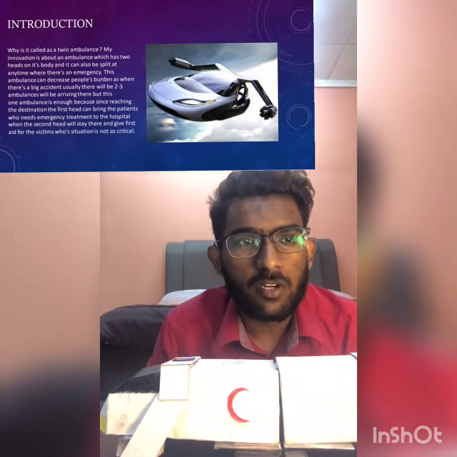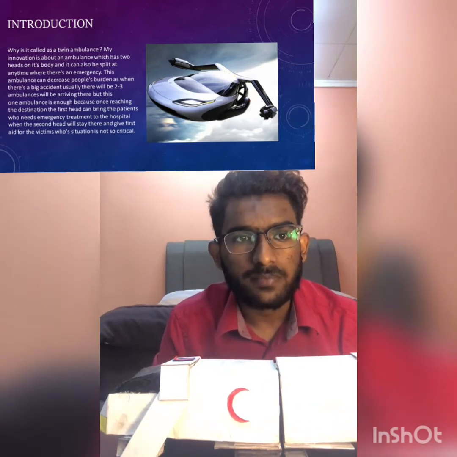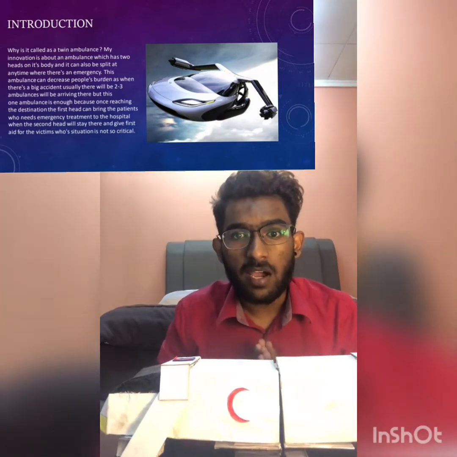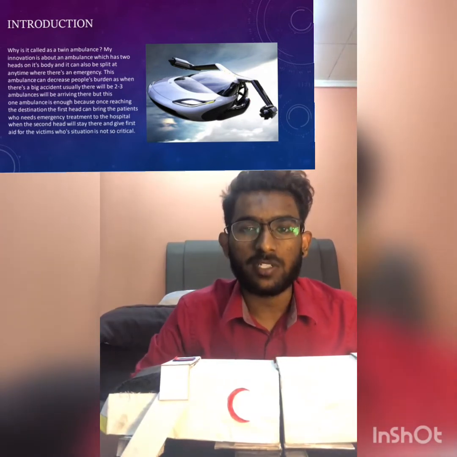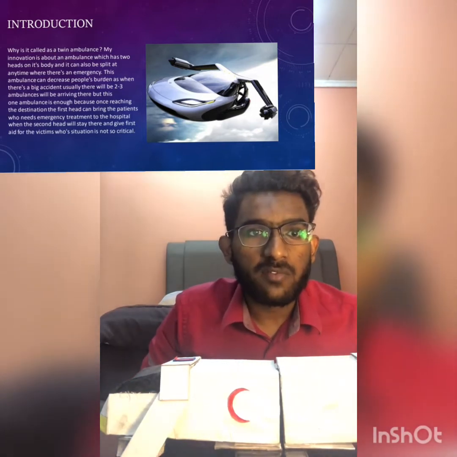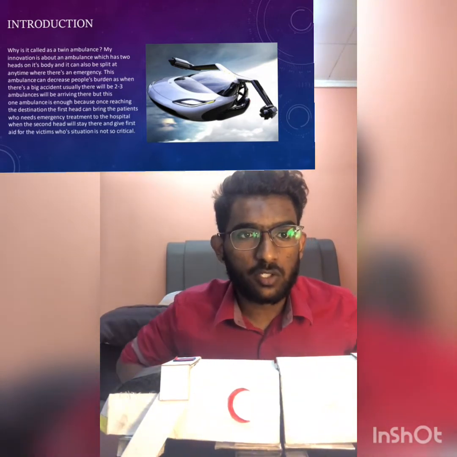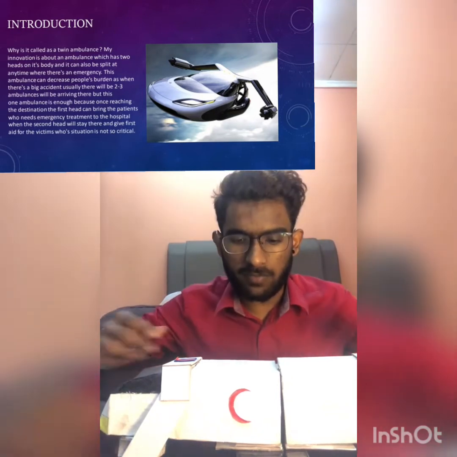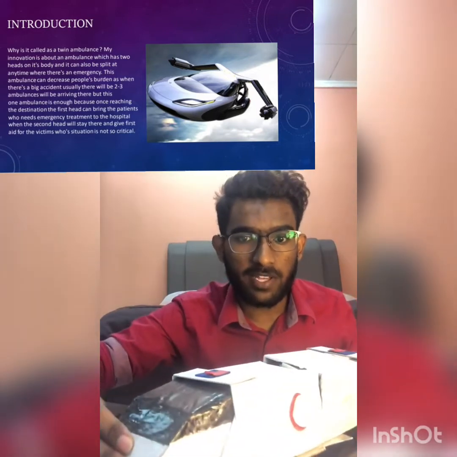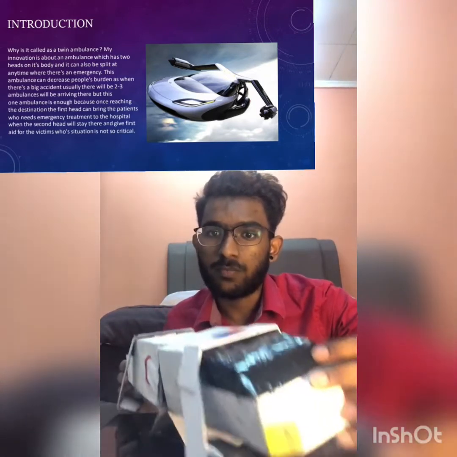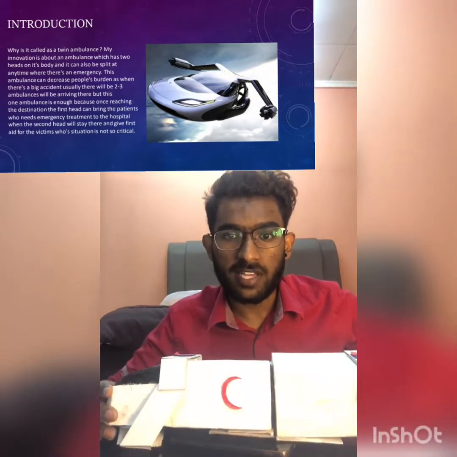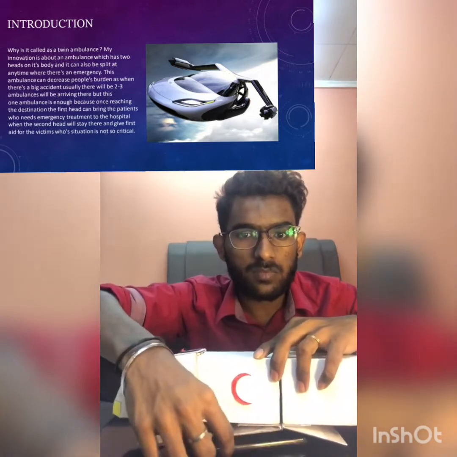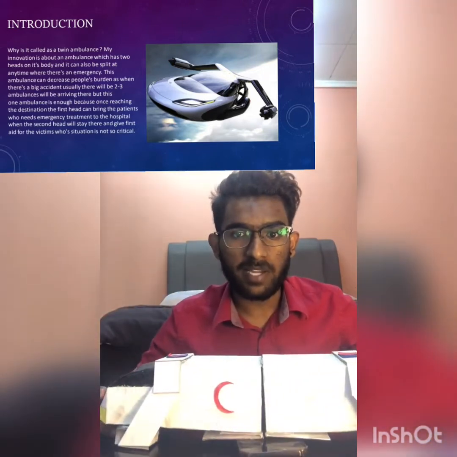So I'm gonna talk about my introduction. Why is it called a twin ambulance? Why did I name my innovation a twin ambulance? Because my innovation is about an ambulance which has two heads on its body, which can be split at any time. Two heads means 1 and 2. So this is how it works. It has two heads and two bodies, which have been combined.